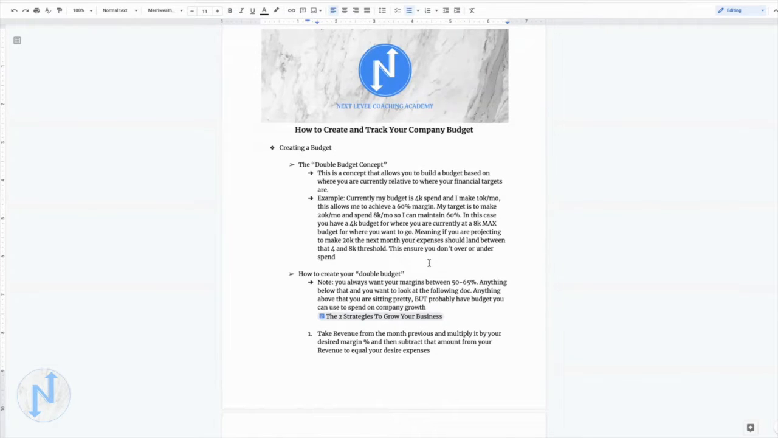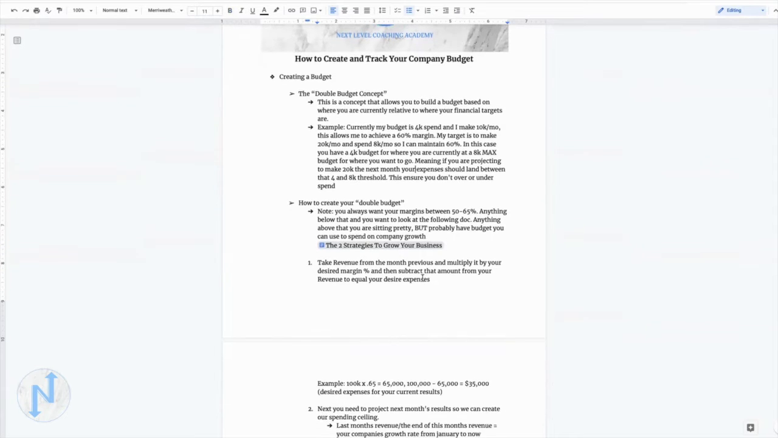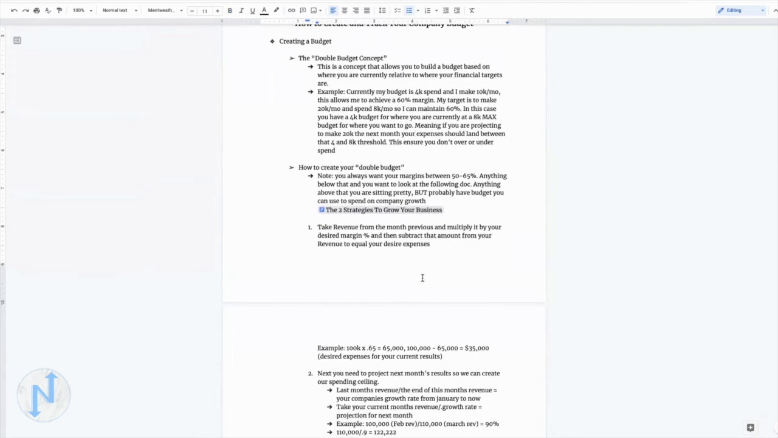Okay. So the double budget concept is creating a floor and a ceiling on how much you can spend. And this is relevant to where your revenue is at currently to where your revenue wants to go. So at this point, you're not overspending, going over your ceiling, or underspending, going under your floor. Okay. So how do we create your double budget?